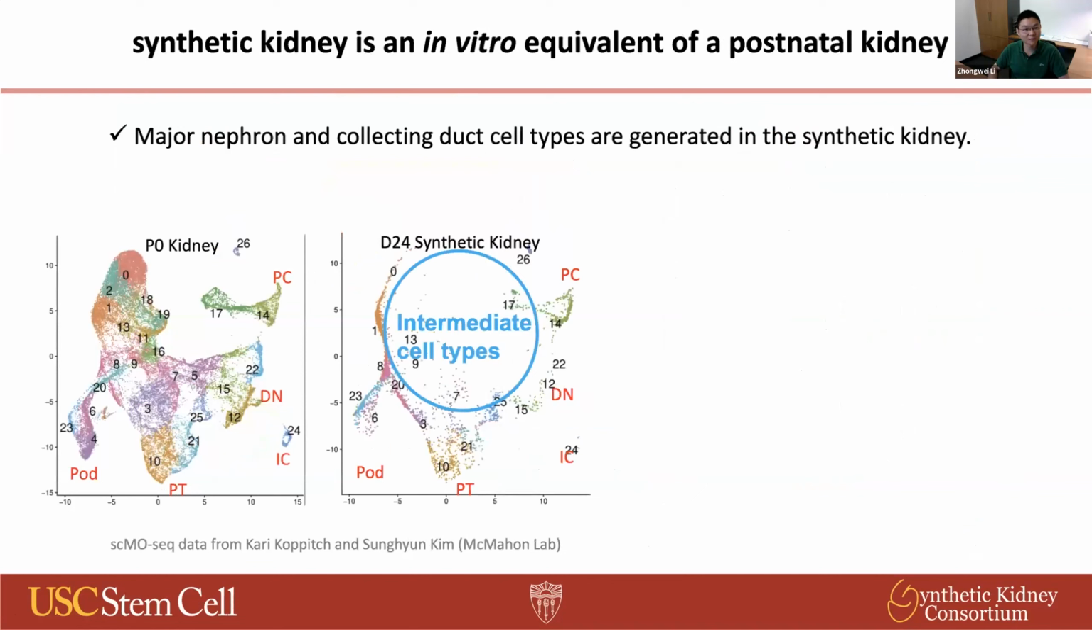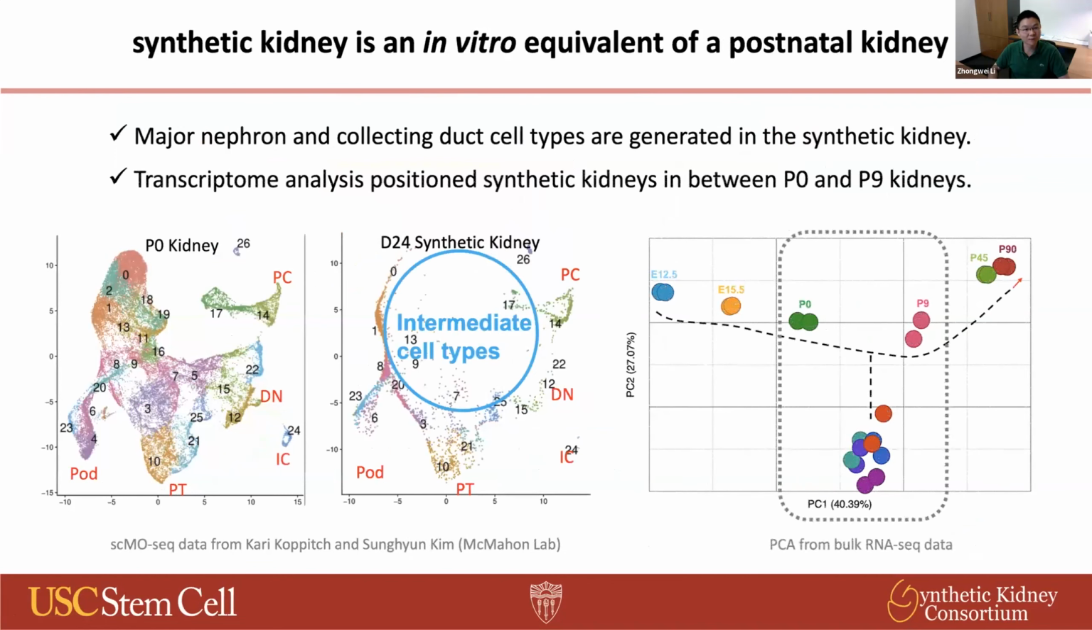And by comparing the different stages of embryonic kidneys, postnatal kidneys, and adult kidneys, eventually we position the synthetic kidneys in between postnatal day 0 and postnatal day 9 kidneys, suggesting these kidneys already transitioned to a postnatal stage, which is relatively mature, even if not as mature as an adult kidney.